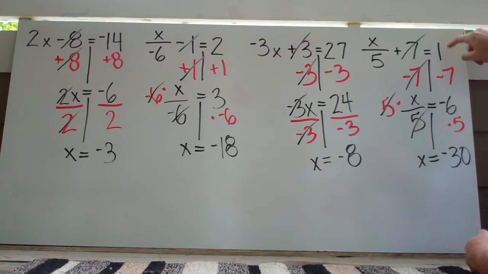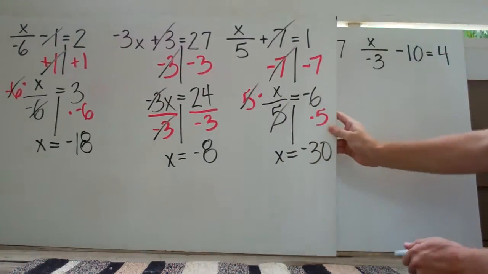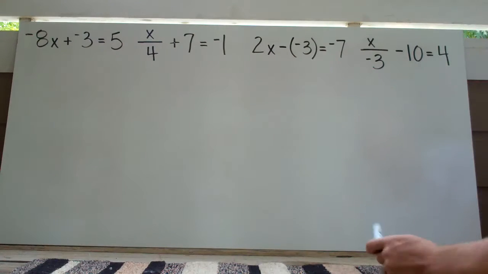If you go back and plug it in, negative 30 divided by 5 is negative 6. Negative 6 plus 7, positive 1. Makes sense, works out. There we go, negative 30. And the last slide, there we go.